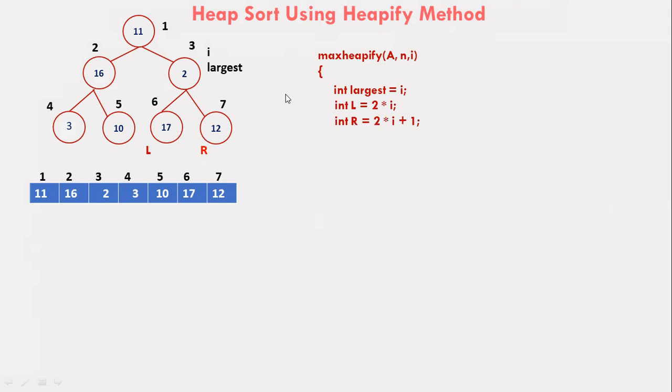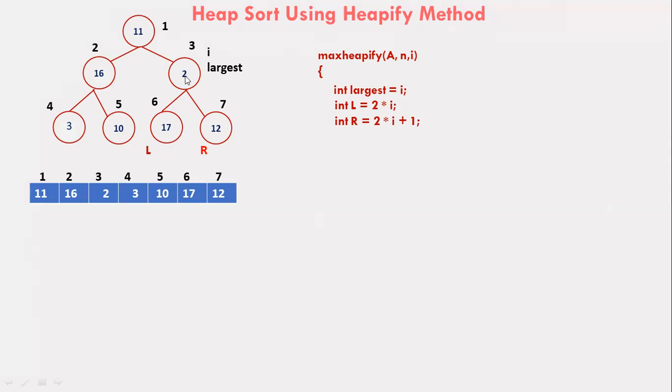So in the next step, we are going to compare this 2 with its left child and right child. That is, 2 is compared with 17. If the child is larger, then we will be swapping 2 with 17. Then we compare with the right child, that is 17 with 12. If 17 is smaller than 12, then we will swap. If 17 is greater than or equal to 12, we will leave it like that.